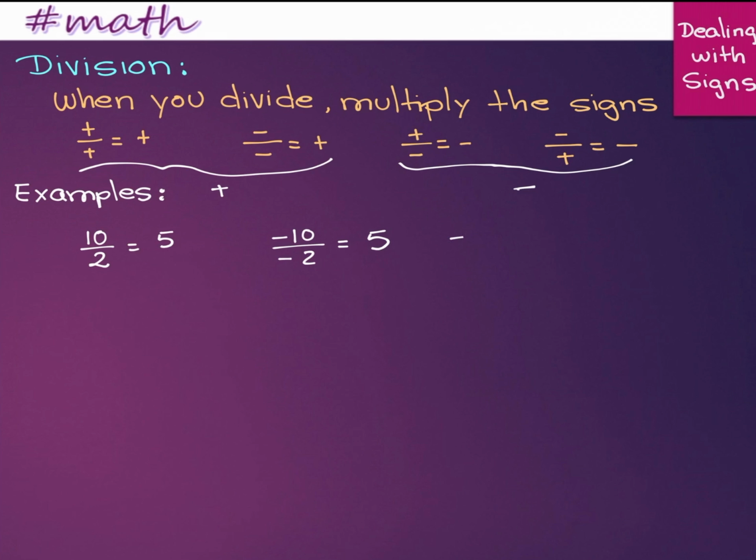If we have negative 10 over 2, then 10 divided by 2 is 5. And we multiply those signs. Negative times positive is negative. Different signs, the answer is going to be negative. The same as if we have 10 over negative 2. The answer is again negative 5.